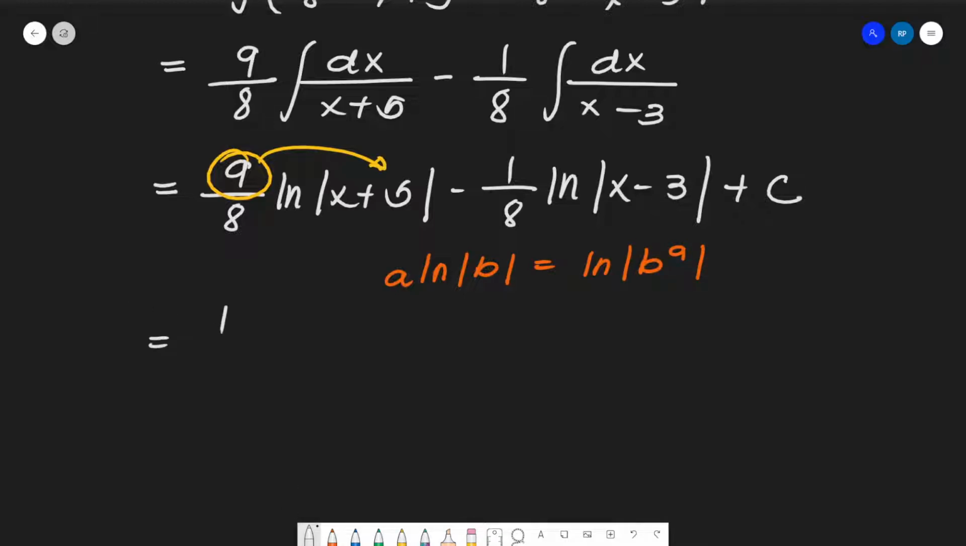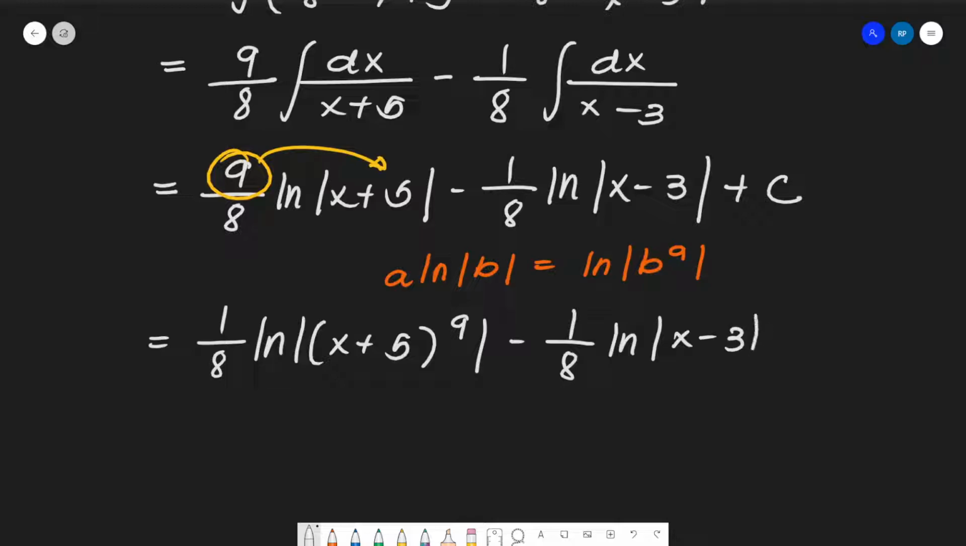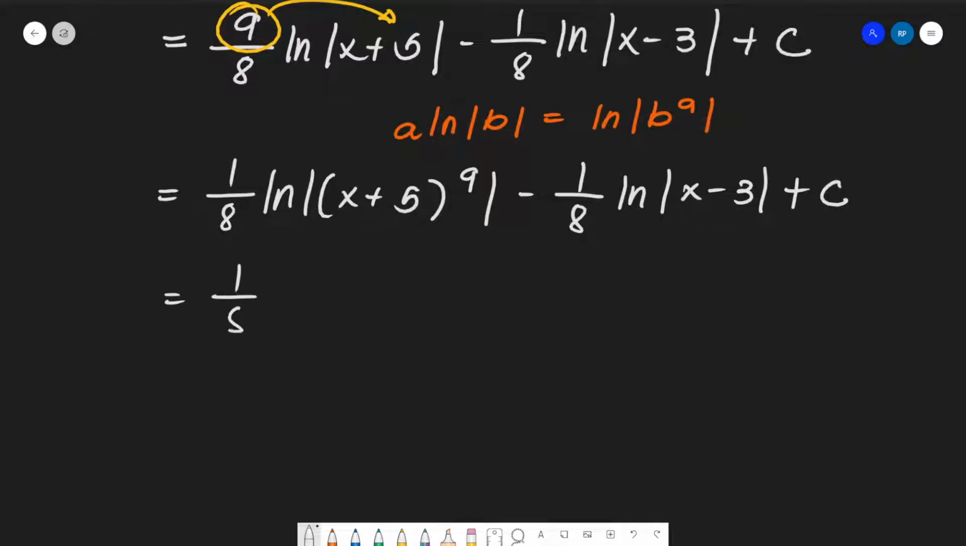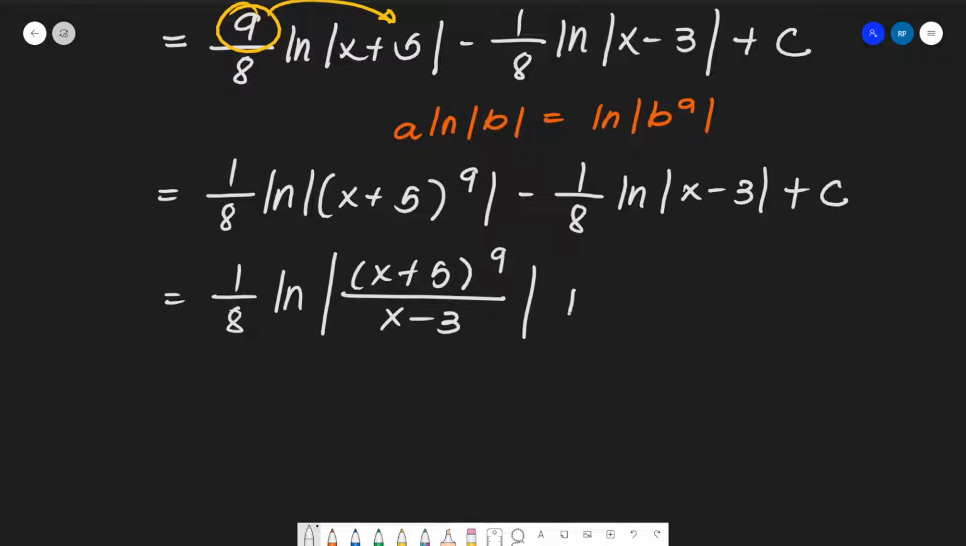So, we have here 1 over 8 natural logarithm of quantity x plus 5 raised to 9, minus 1 over 8 natural logarithm of x minus 3, plus c. Tapos pwede na natin pag-combine. So we have here 1 over 8 natural logarithm of x plus 5 raised to 9 over x minus 3, plus c. Now this is our final answer. Okay? So I hope you guys got it, no?